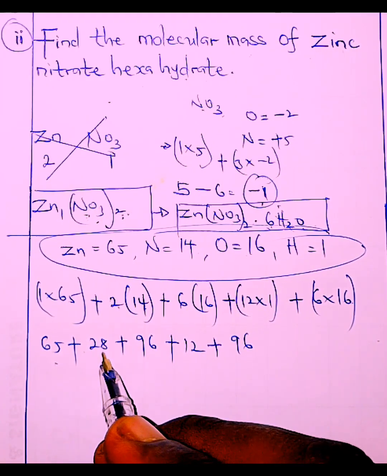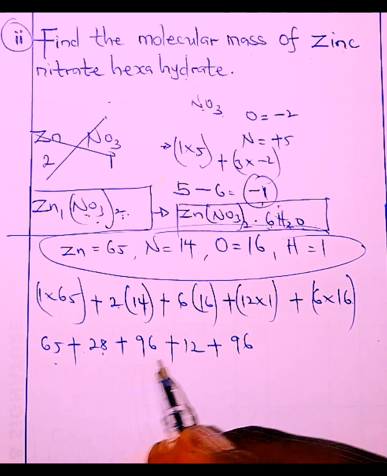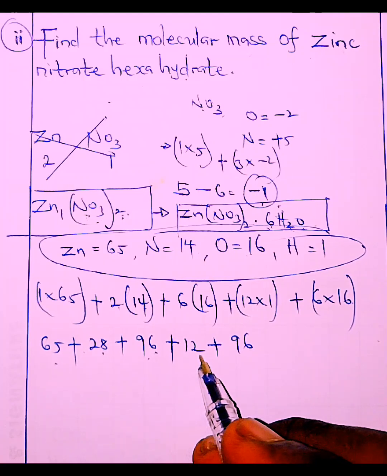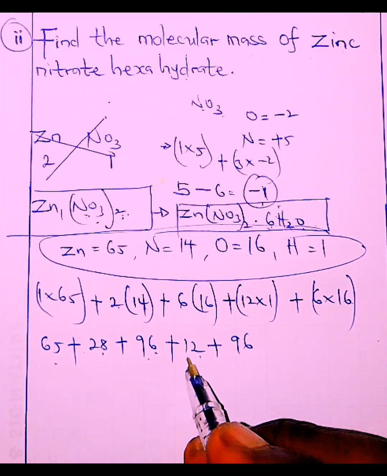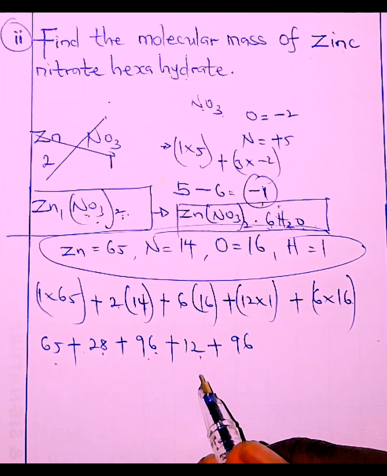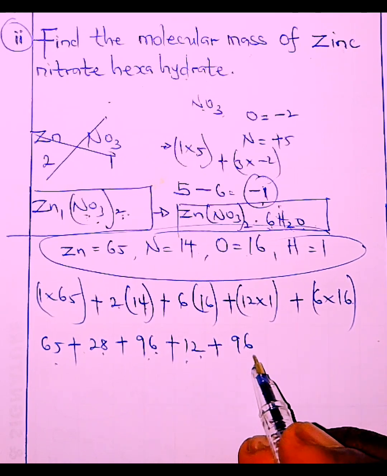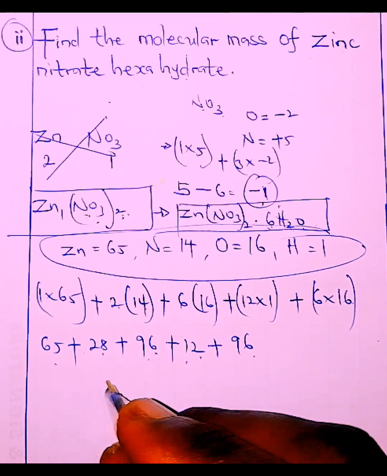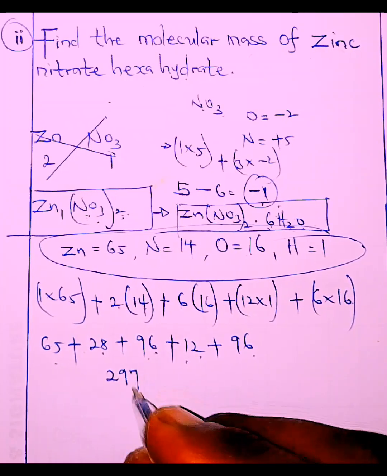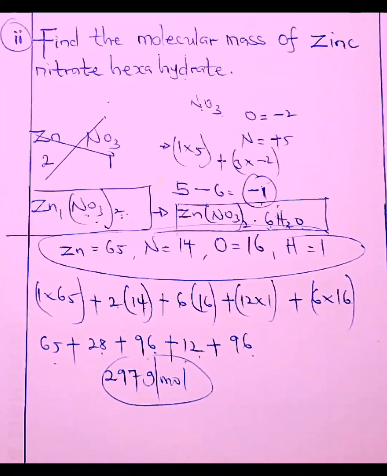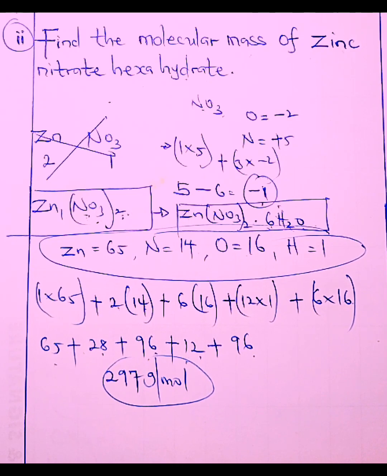65 plus 28 will give us 93. 93 plus 96 will give us 189. 189 plus 12: when we add it, 9 plus 2 is 11, carry 1. That will give us 201. So 201 plus 96 will give us 297 gram per mole. As simple as that. So this is the molecular mass for zinc nitrate hexahydrate.